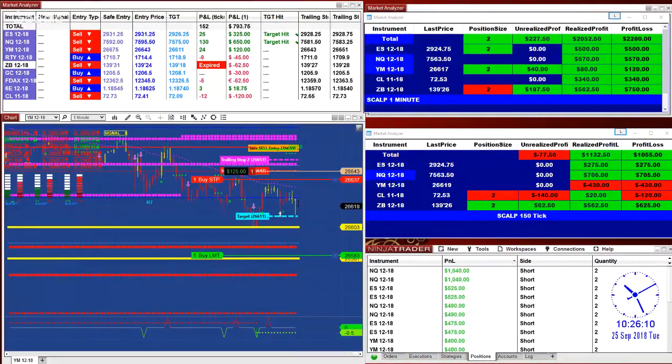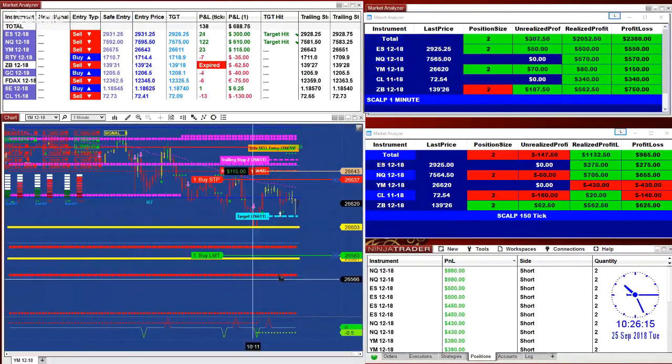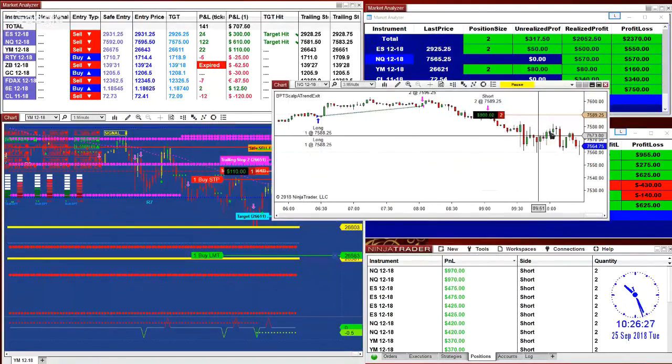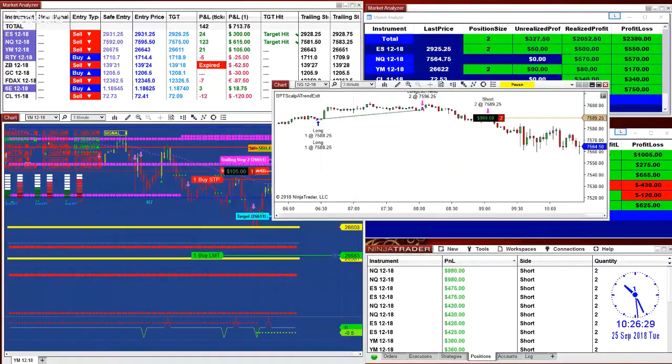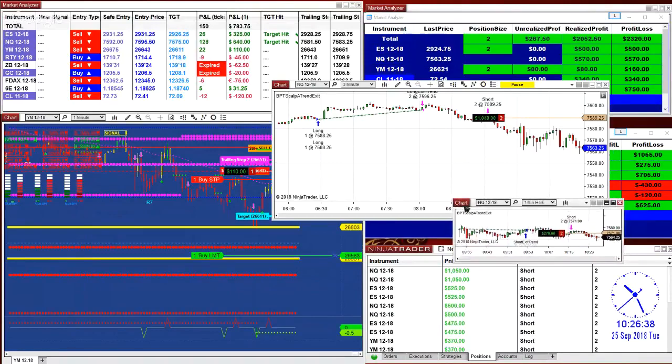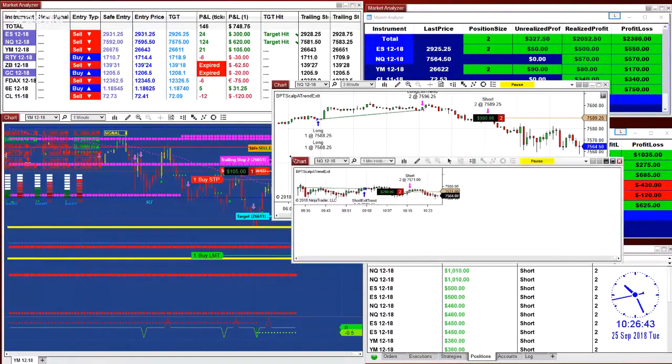Right now we're still in a lot of shorts on the swing trading here from the market analyzer. We still have a lot of shorts on the Nasdaq, ES and YM. Let's look at them. We still have a short on the Nasdaq. This is the 3 minutes, and this is the 1 minute.